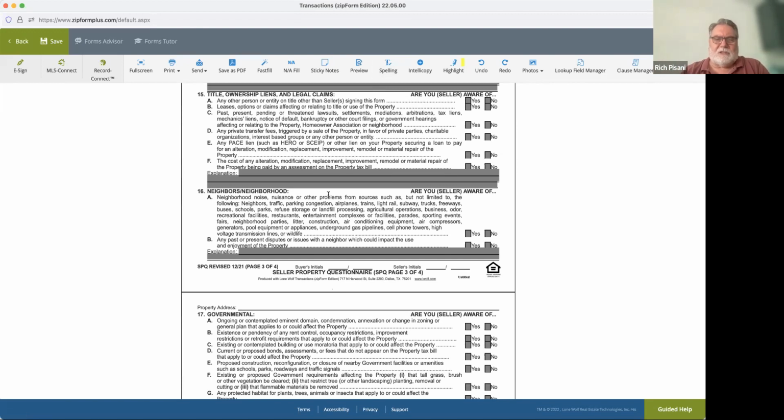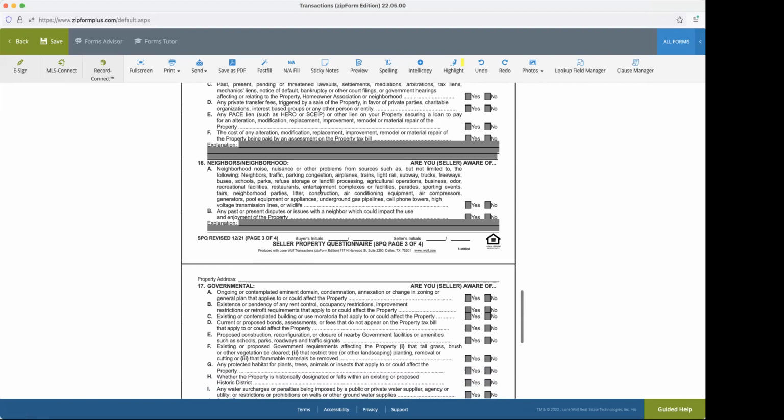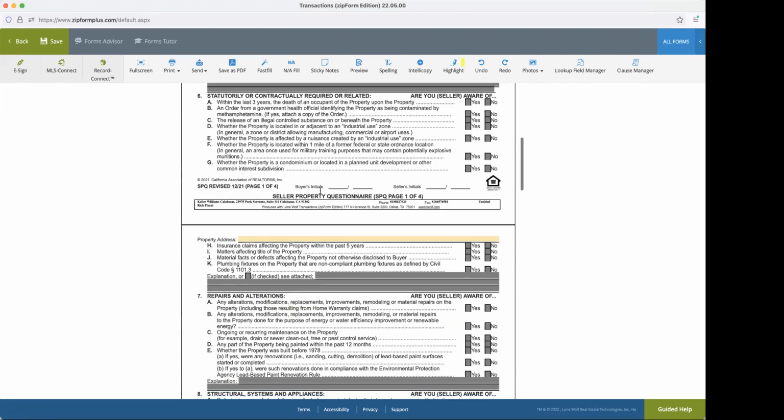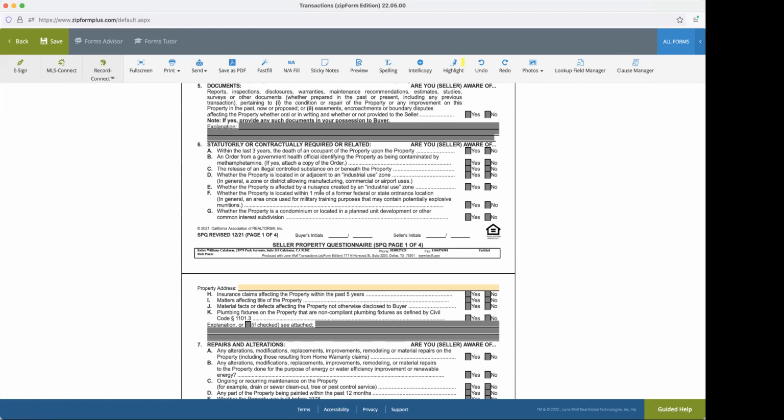Alon, you had another question? Yeah, I had a question regarding the first page regarding death on the property. I know that you have to disclose within 3 years there was a death on the property, with the exclusion of AIDS. Right. What about if you had a death on the property, say 5 years out, but the buyer asked you if there was a death on the premises? Do you have to disclose that?